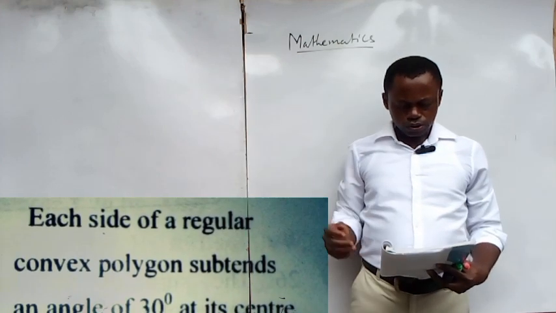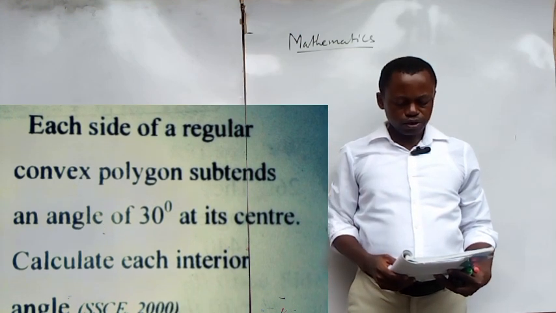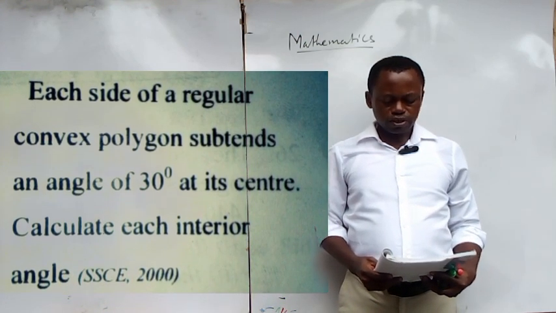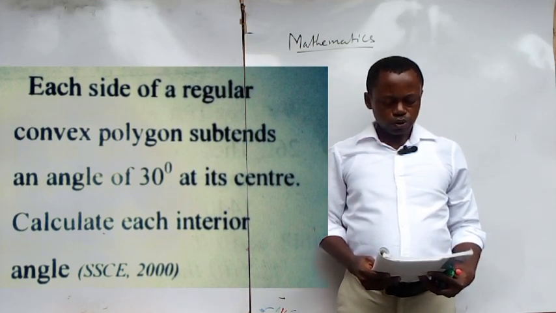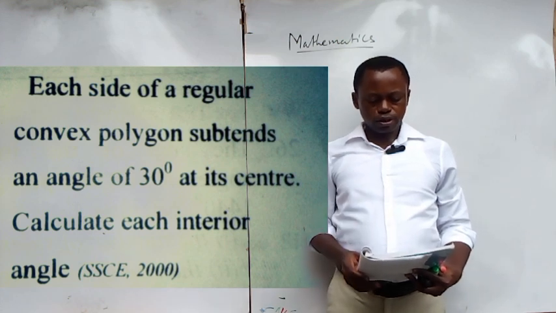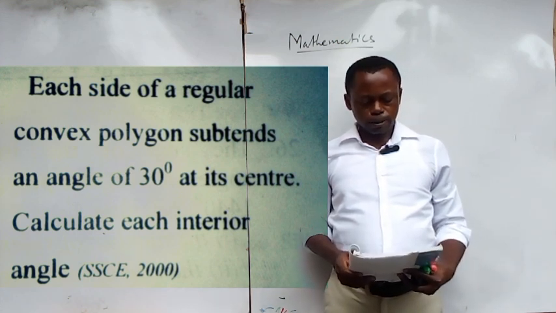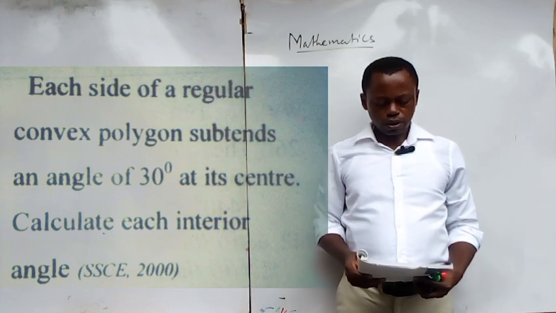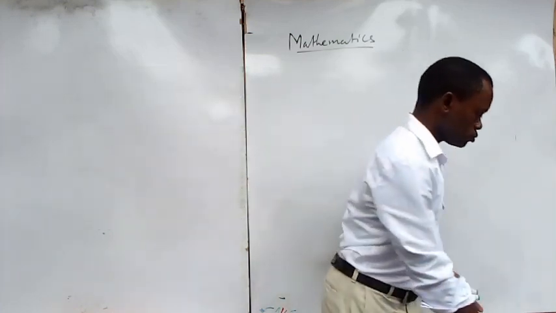Okay, this question says each side of a regular convex polygon subtends an angle of 30 degrees at the center. It says calculate each interior angle. What exactly are they talking about here?